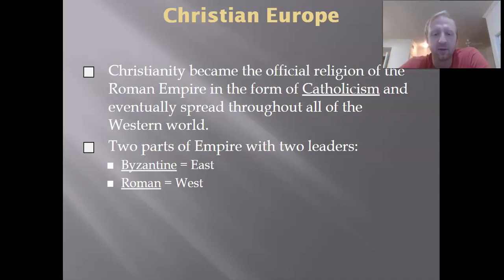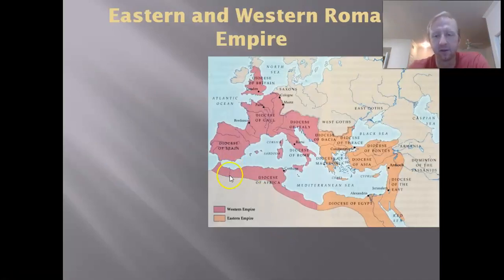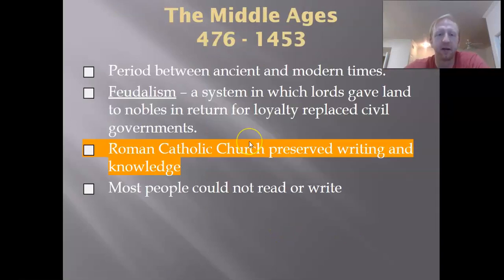So two parts of the empire were with two different leaders, right? The Byzantine was the east, the Roman was the west, and so we have a split empire. Causes all sorts of different things. You see a split down the middle there. The Middle Ages, okay. Another thing to write down. Yeah, we'll do it later. Period between ancient and modern times. Another name for it is the Dark Ages. Okay, and the reason is because inventions, technology, reading, education, it all just goes black.